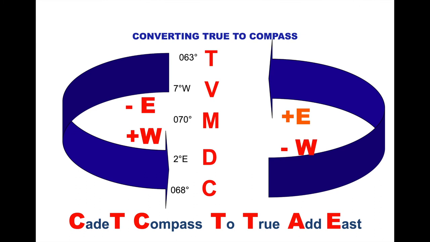So, we've got our TVMDC, we've got our true of 63, and variation of 7 degrees west. And because we're going down, west is plus. So 63 plus 7 west gives us 70. We go to the deviation card, look at 70, and it gives us 2 degrees east. Put east in there, east is minus, so 70 minus 2 gives us 68.